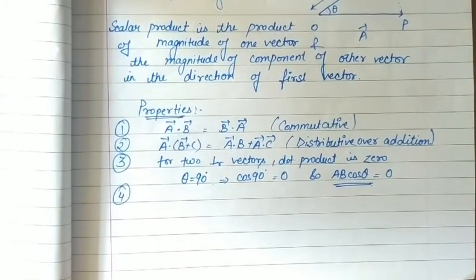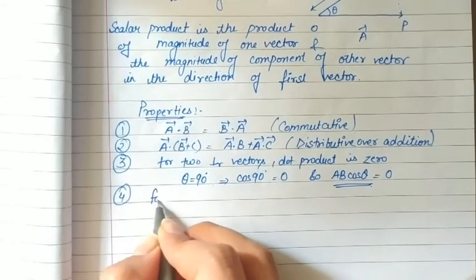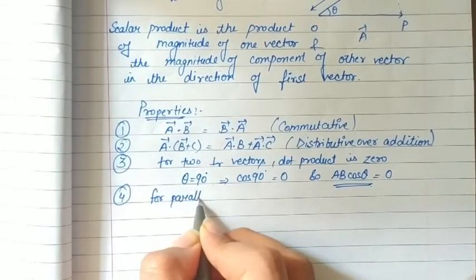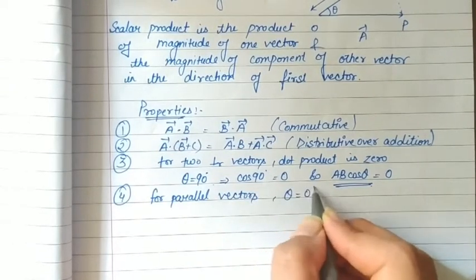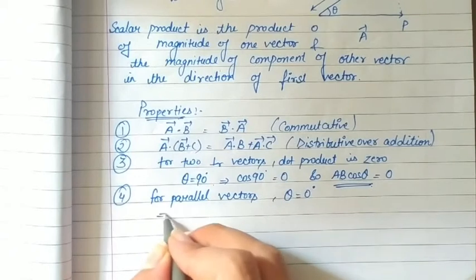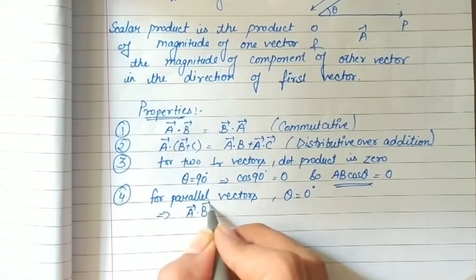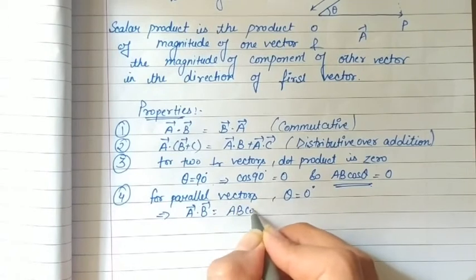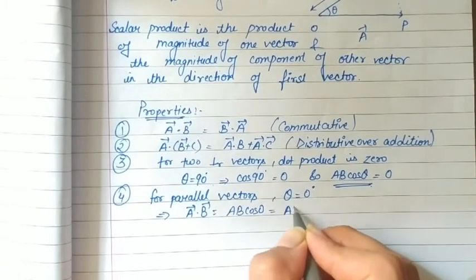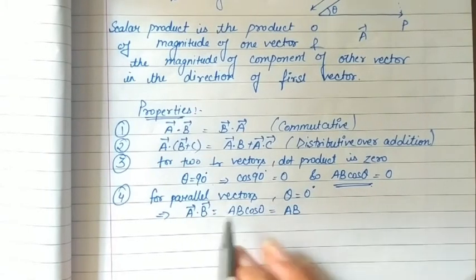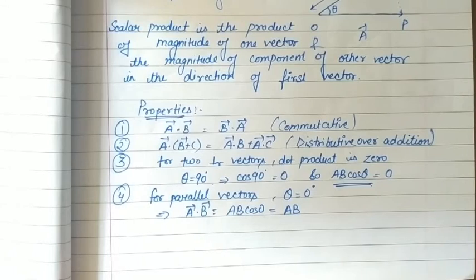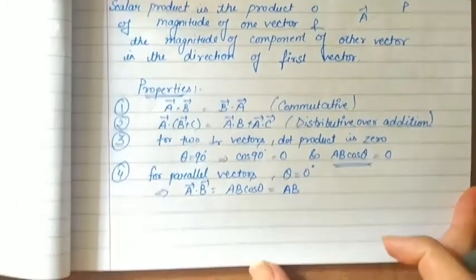Next property is that for parallel vectors, we know that theta is equal to 0 degree. In that case, A dot B is equal to AB cos 0. Cos 0 is 1, that means it is equal to AB. So we can say that for parallel vectors, dot product is equal to the product of the magnitudes of the vectors. That means magnitude of A into magnitude of B. This is for parallel vectors.